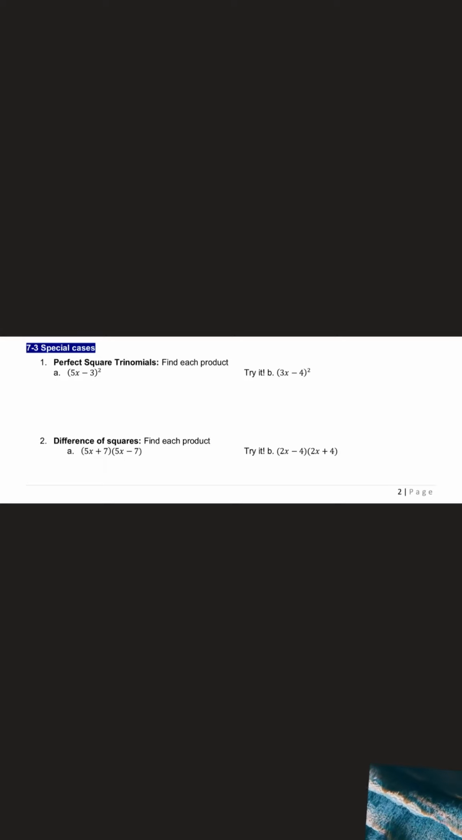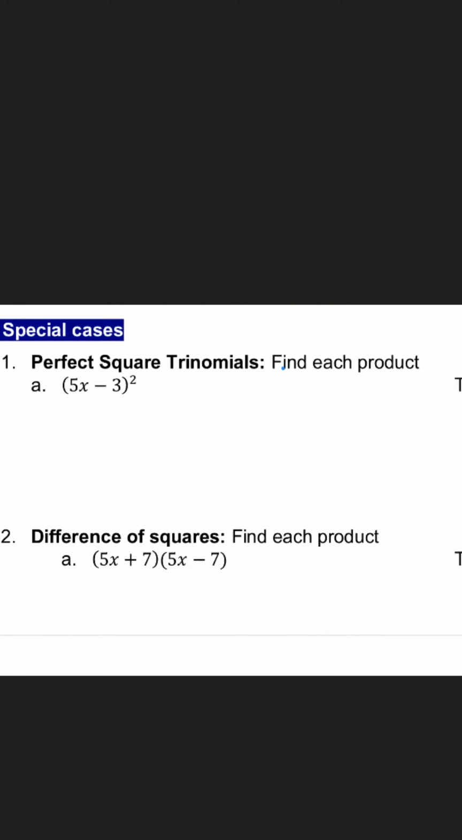Okay, now we're gonna skip ahead and talk about some special cases. So the first thing we're gonna talk about is perfect squares. So we have 5x minus 3 squared. Now, just like 3 squared equals 3 times 3, 5x minus 3 squared equals 5x minus 3 times 5x minus 3.